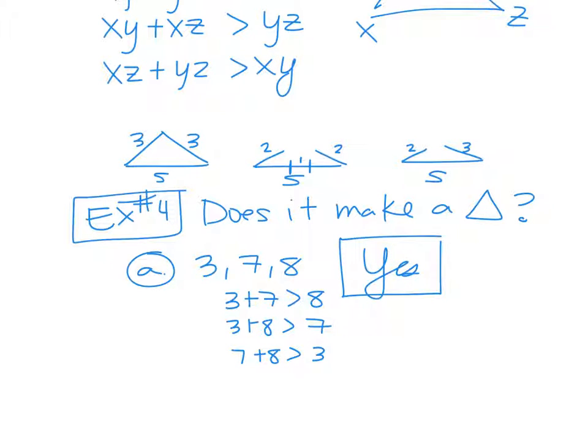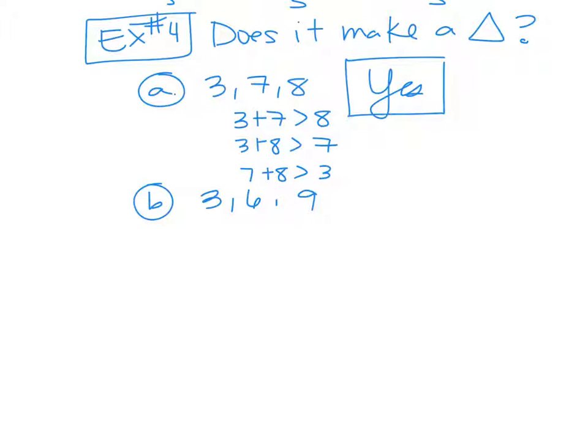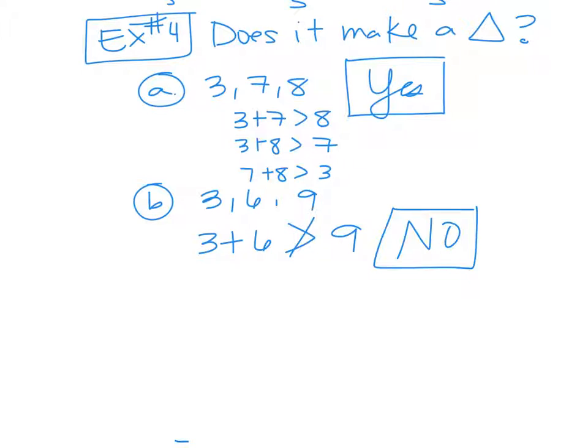Okay? What about, does it work to use 3, 6, and 9? Why not? 3 plus 6 is not greater than. Notice it equals it, right? But equal doesn't work. It has to be greater than. 3 plus 6 is not greater than 9. So you don't even have to try the other two. If you find one that doesn't work, it doesn't work. Okay? So that would be no. 3 plus 6 does not add up to more than 9, so that's not going to make a triangle for us.